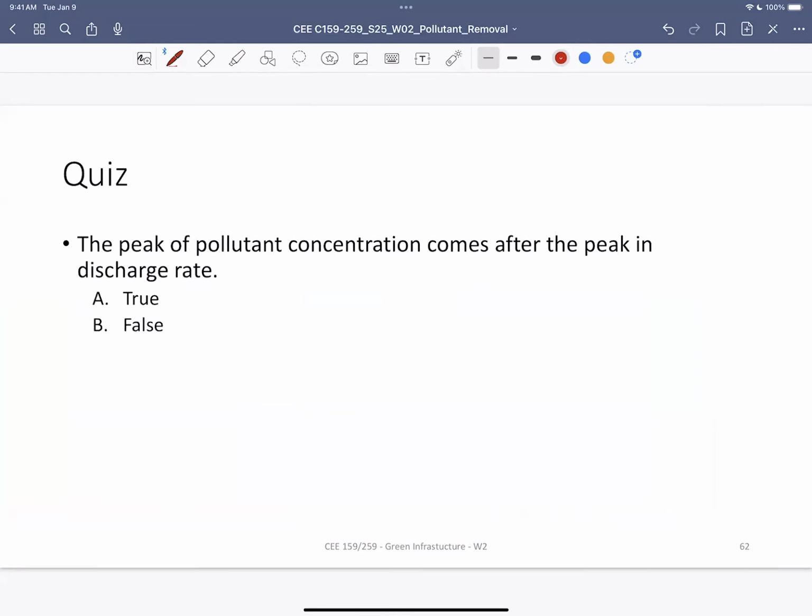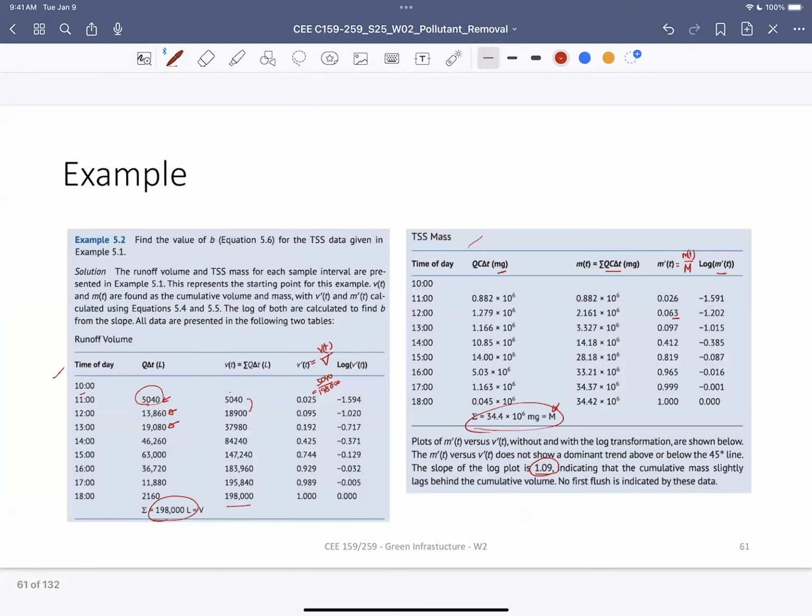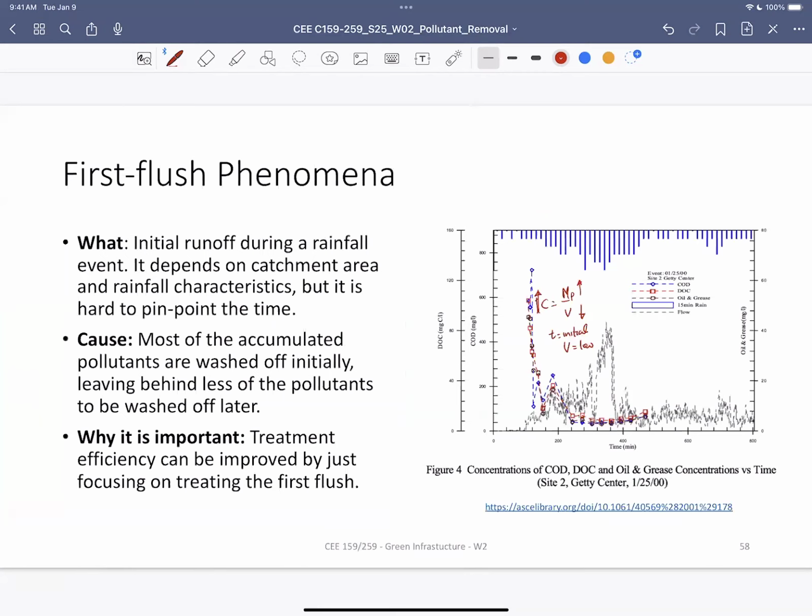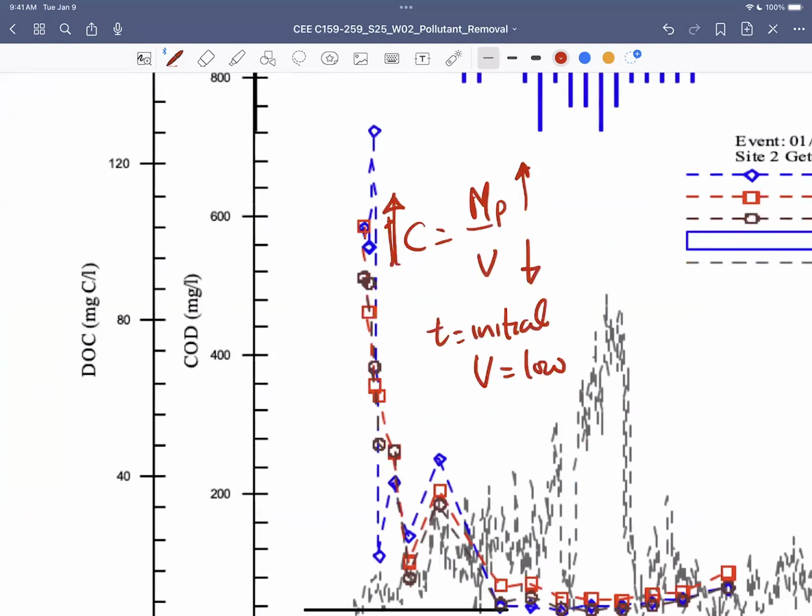All right, I hope you paused it. The answer here is that the peak of pollutant concentration comes before the peak of discharge rate, because a lot of times, earlier on you get the most polluted water. So this answer is false. And we learned that this was the case because earlier the pollutant source is much higher and less diluted, so you get much higher concentrations.